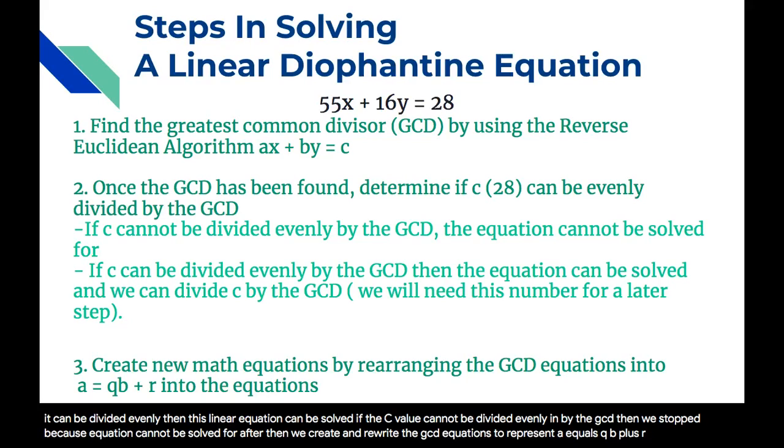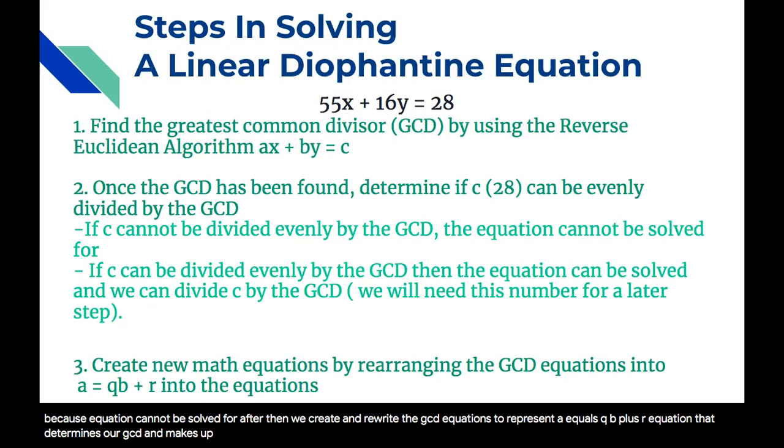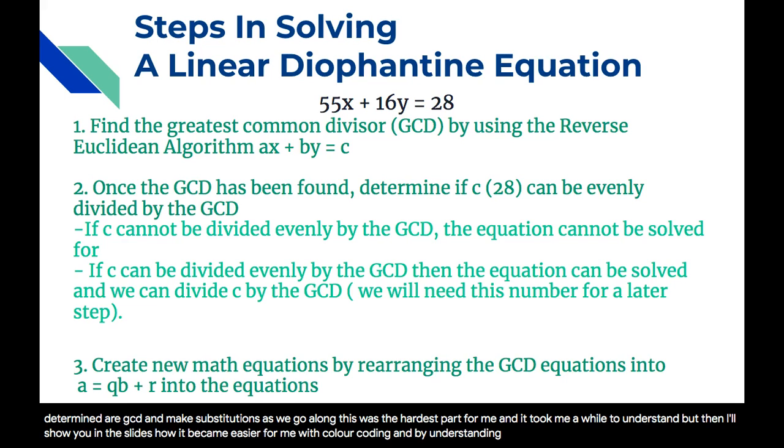We start with the equation that determined our GCD and make substitutions as we go along. This was the hardest part for me, and it took me a while to understand, but then I'll show you in the slides how it became easier for me with color coding and by understanding distributive law and collecting like terms.